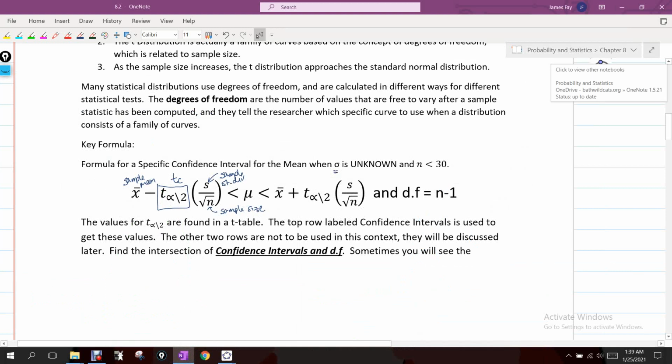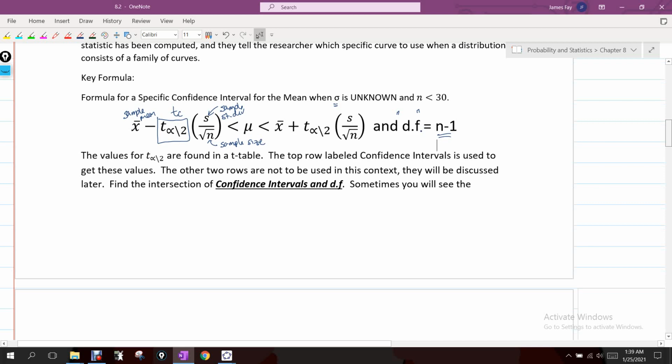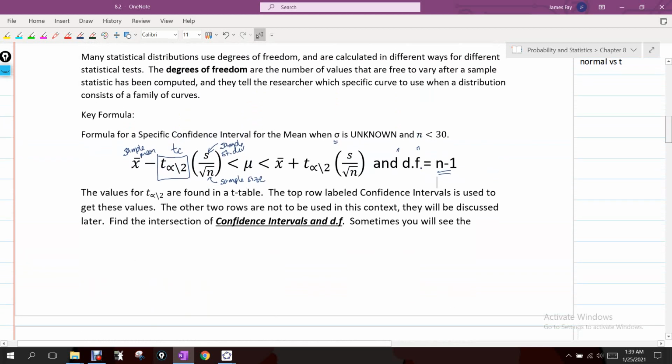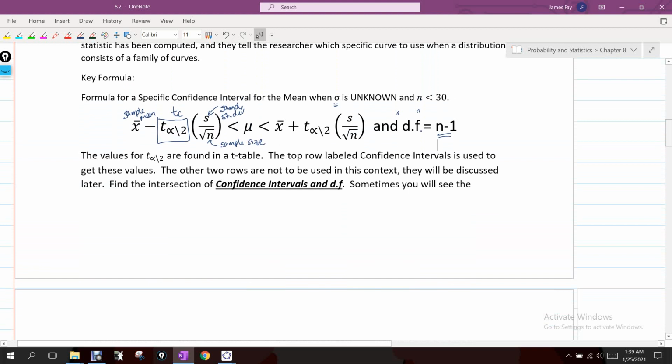It's not that difficult. Our notation for degrees of freedom is always d.f., and in this case, the way we find degrees of freedom is n minus 1. Remember, n was your sample size. So the values for finding t sub alpha over 2, or t sub c in some cases: the top row labeled confidence, I'm going to show you a confidence table in a moment. The top row labeled confidence intervals is used to get these values. The two other rows labeled left tail, right tail, you're not going to use in this context.